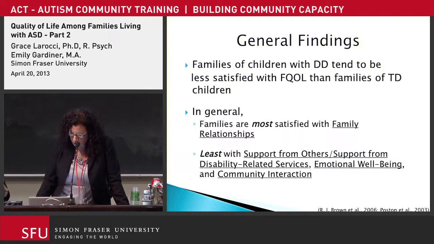The general findings from the literature are that families of children with developmental disability generally, not just those living with children with autism, tend to be less satisfied with family quality of life than families of typically developing children. So that's not a real surprise. In general, the families are most satisfied with family relationships, but least with support from others. And again, that's not a big surprise.